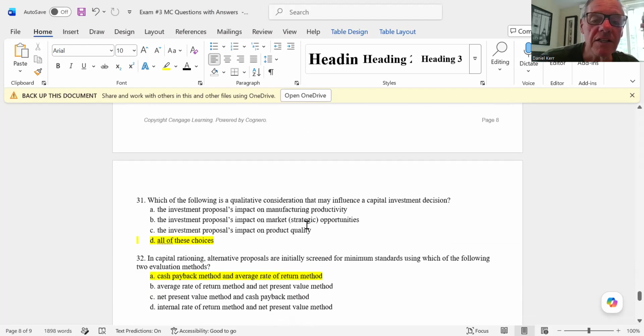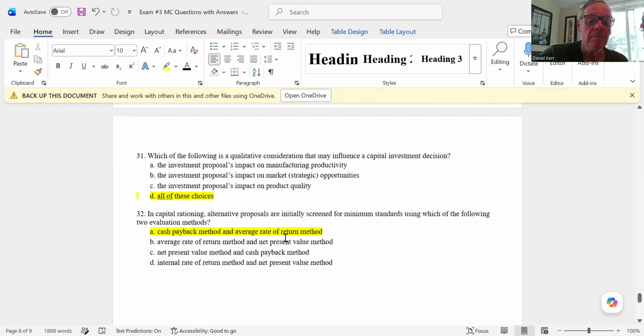31. Which of the following is a qualitative consideration that may influence the capital investment decision? Well, all of those have to be considered. So these are qualitative, not quantitative. After you get done with the quantitative assessments, whether you would go ahead and make the investment or not depends upon the proposal's impact on productivity, impact on strategic opportunities, and impact on product quality. All those would be considered. So the correct answer is D.